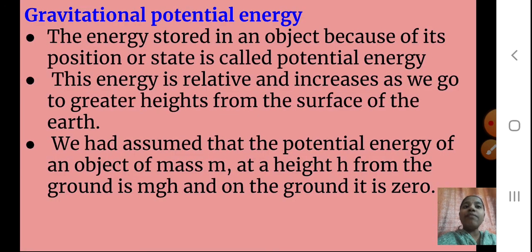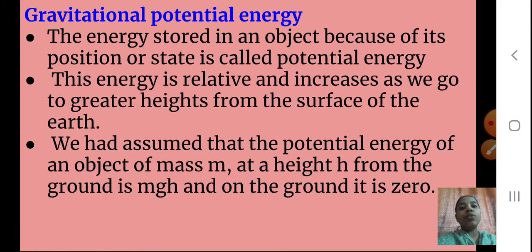See here, now the gravitational potential energy. The energy stored in an object because of its position or state is its potential energy. You have studied this also last year. This energy is relative and increases as we go to greater heights. Potential energy will increase if you go to greater heights from the surface of the earth. We had assumed that the potential energy of an object of mass m at height h from the ground is mgh. P = m × g × h. You have studied this formula last year also.